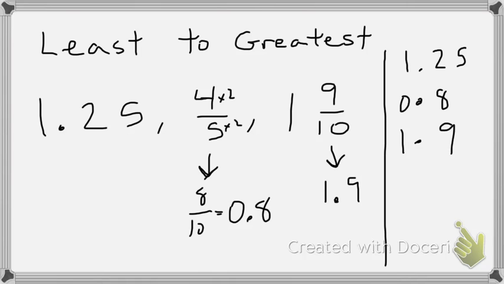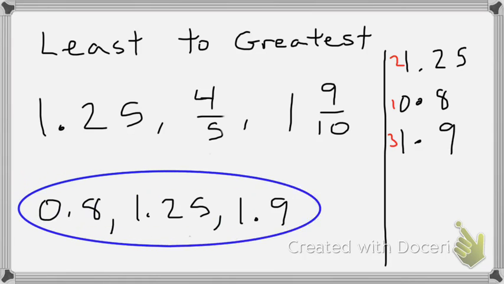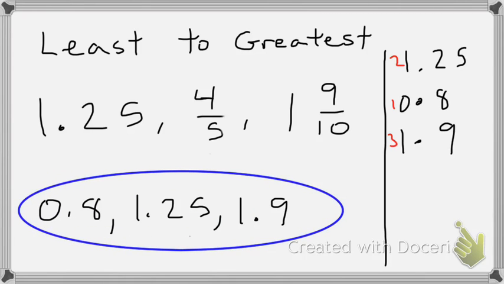So least to greatest, we want the smallest to biggest. So we can tell that 8/10 is the smallest. The next biggest would be 1.25 because the 2 is smaller than the 9. And then the biggest one would be 1.9 or 1 9/10. Now we put them in order, but we have to put them back in their original form. If you put them this way, this would be wrong. That is the order, but you have to put them back in their original form.